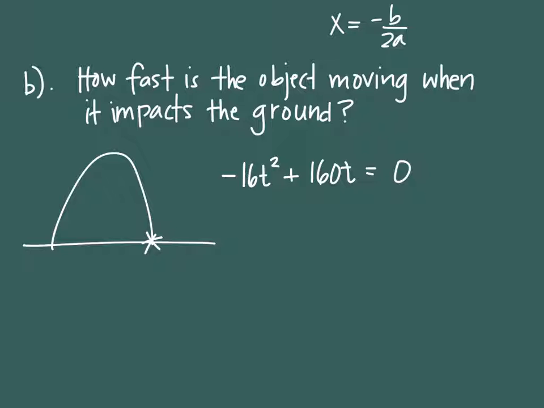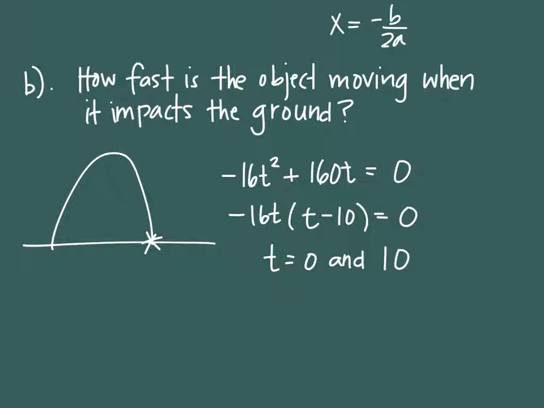So this has 0 height, so I'm going to substitute, and I get to factor out negative 16t, which is going to leave me with t minus 10. And so t turns out to be 0 and 10. So why did I get 2 answers? It's on the ground how many times? Twice. It's on the ground at the beginning, and it's on the ground at the end.